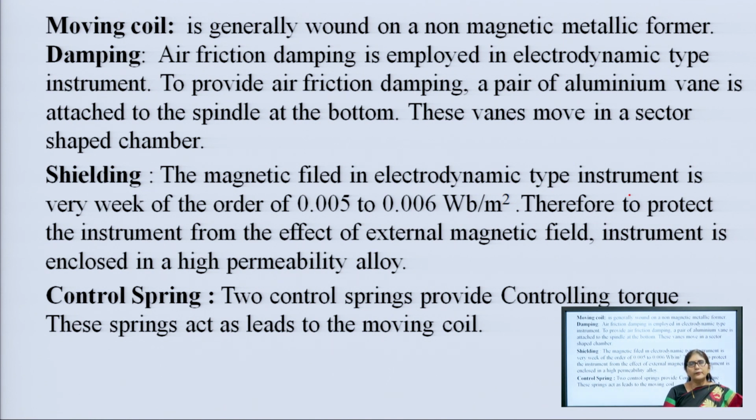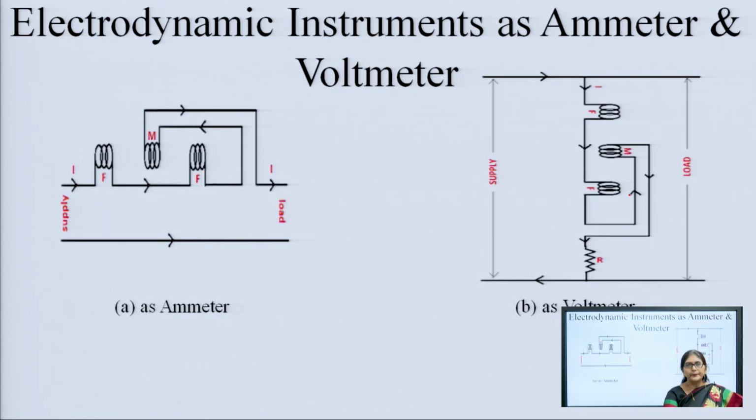There are two control springs which are connected with the moving coil, and they provide the controlling torque. These springs also act as leads to the moving coil. So, they are connected with the moving coil.